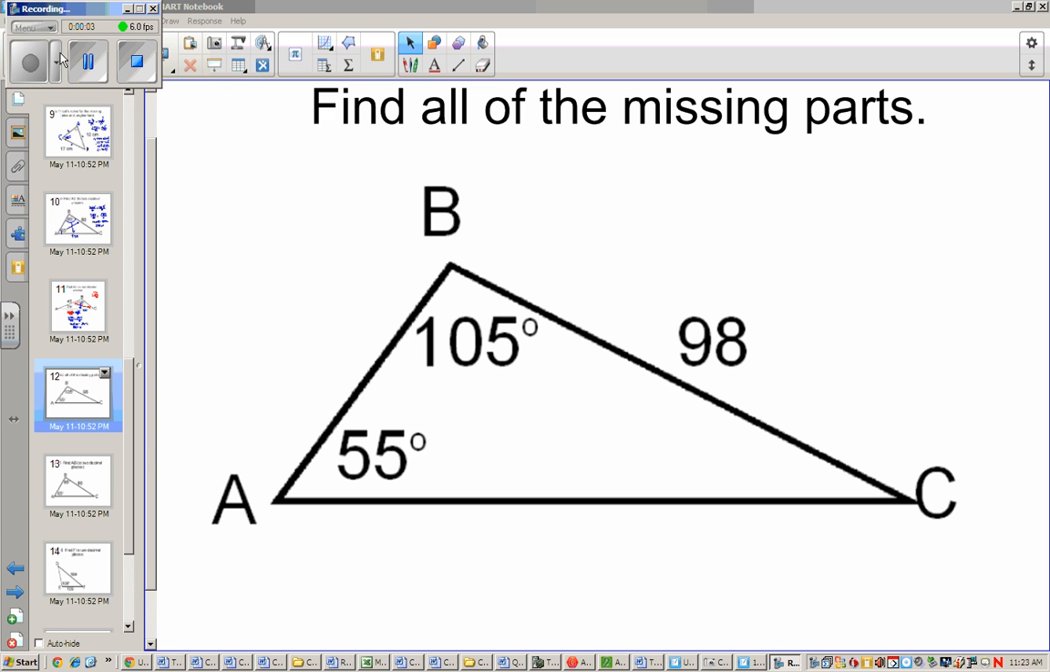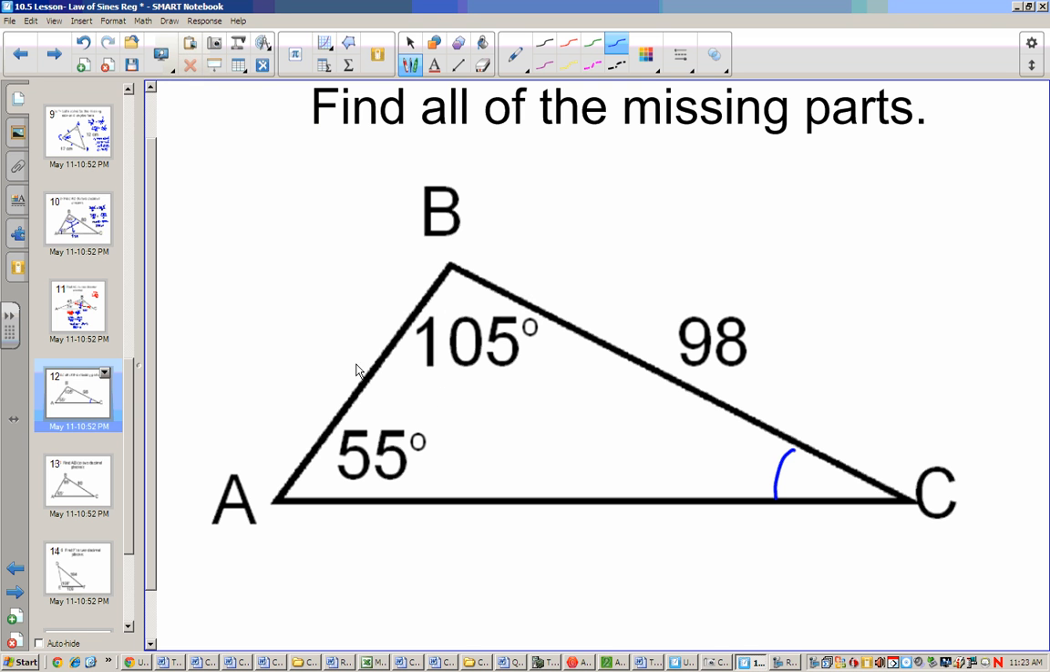Hello. Now we're going to try to find all the missing parts of the triangle in our level 3. So here I have two angles and one side, and I need to find this third angle and the other two sides. Since I know two angles, I can find the third angle easily because they all add up to 180 degrees. So 105 plus 55 will get us to 160. If I subtract from 180, this angle is going to be 20 degrees.